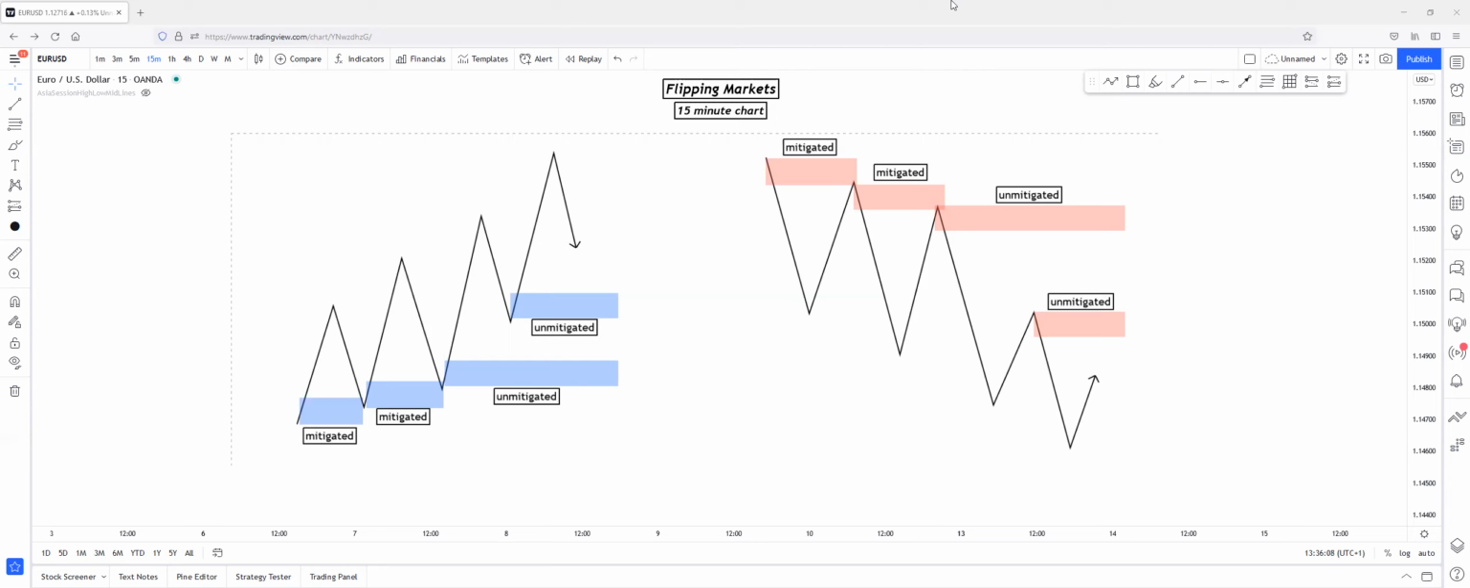But okay, that's enough of theories. We don't really want to overcomplicate things. Forex trading is hard enough, so let's keep the theories and analysis simple.